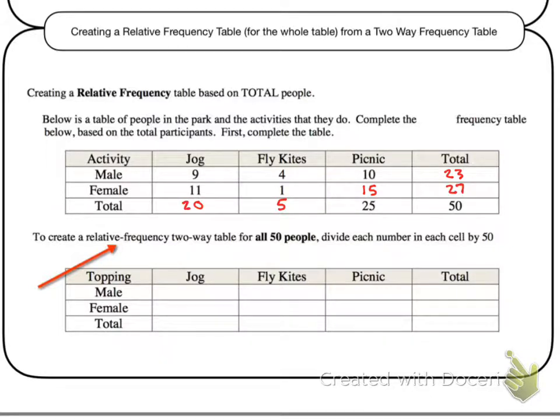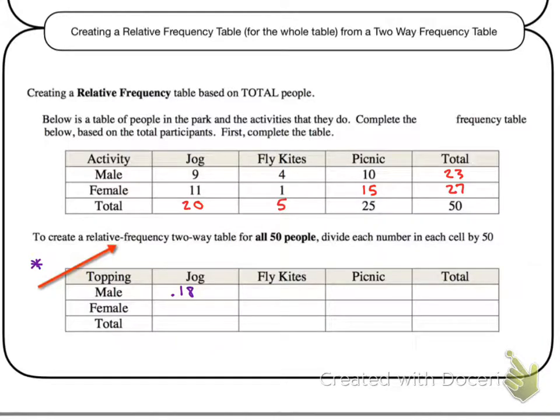So now, we want to create the relative frequency table, and that's going to be the one down here. So relative frequency means that we're just finding what the frequency is for each one of these, or the probability that that one gets picked for all 50 people. So we're going to divide each cell by 50. So we're going to take 9 divided by 50, and that gives us 0.18. So we have a 0.18 chance of this person getting picked.